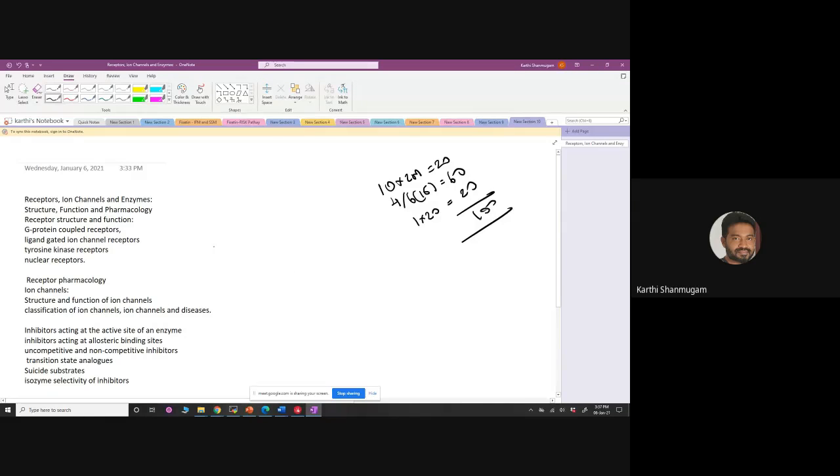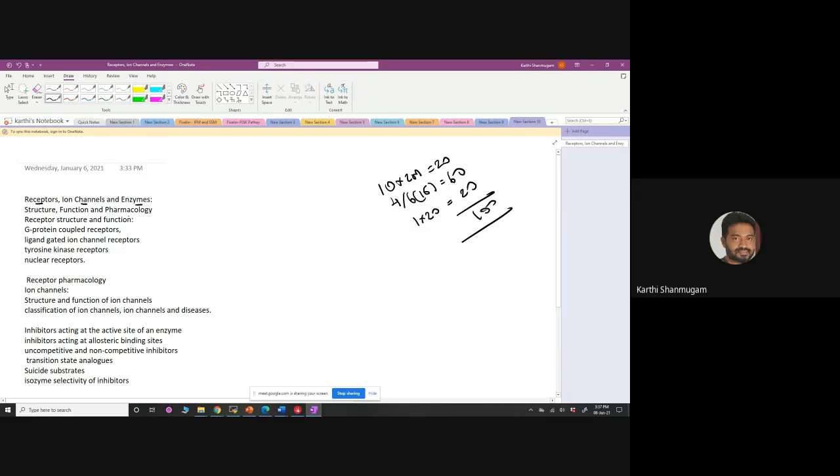So the third unit is on receptor, ion channel, and enzyme. Three major topics there: receptors, ion channel, and enzyme. Partially you might have studied all this in your medicinal chemistry, and I also teach you receptor, ion channel, and enzyme. So how to prepare for this?